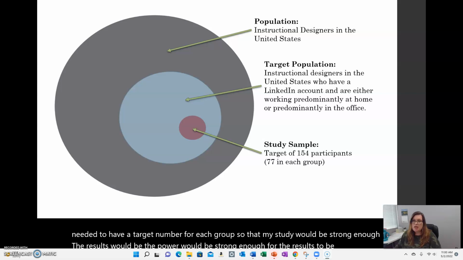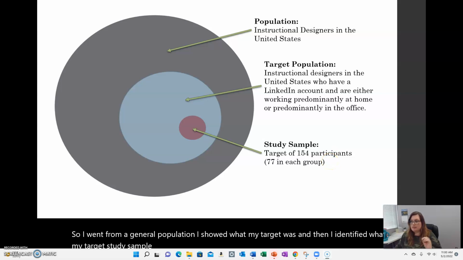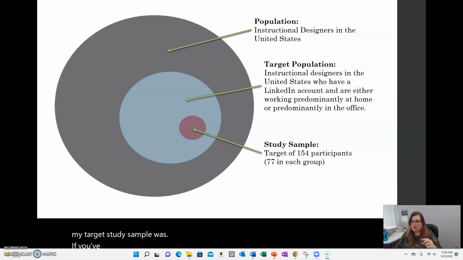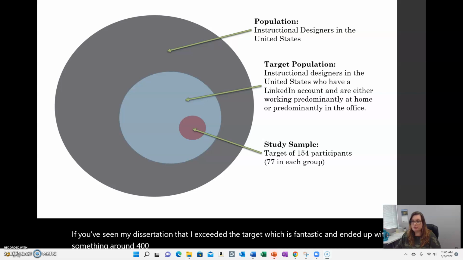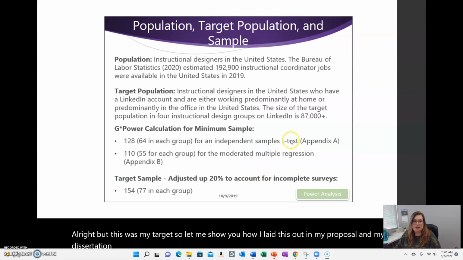So I went from a general population, I showed what my target was, and then I identified my target study sample. If you've seen my dissertation, you know that I exceeded the target, which is fantastic, and ended up with around 435 total participants, which is awesome. But this was my target. So let me show you how I laid this out in my proposal and my dissertation defense in the slide.